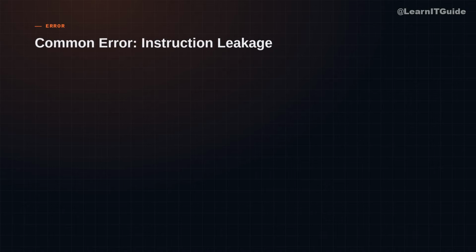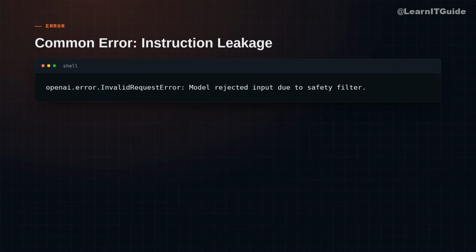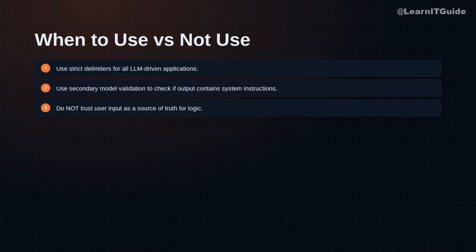The most common error you will see is a rejection from the safety filter. This happens when your input is so obviously malicious that the model's built-in guardrails trigger. The root cause is usually failing to format your input correctly, making it look like an attack even when you're just testing. When should you use these techniques?